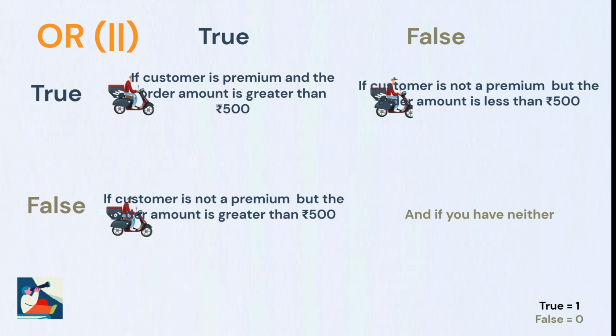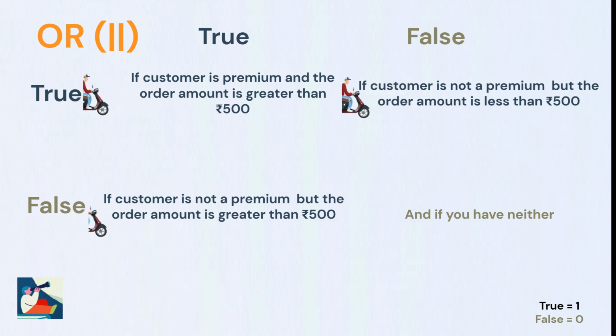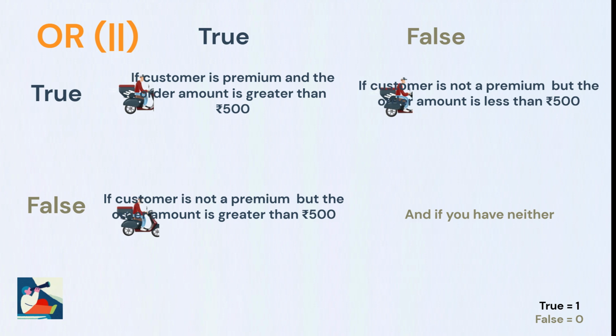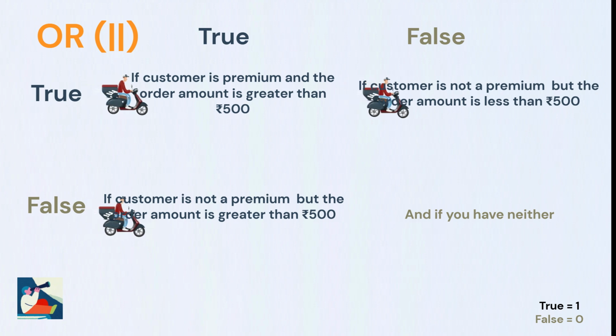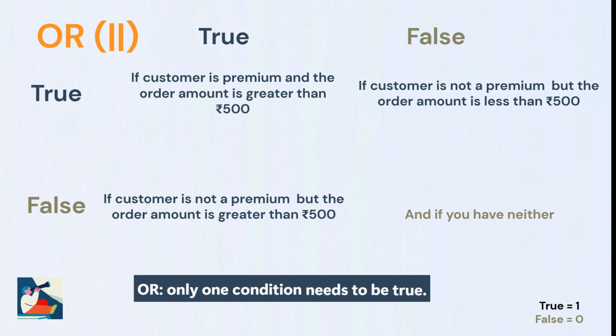So basically, if you are a premium member, you get free delivery. If your order is above 500 Indian rupees, you also get free delivery. And if both conditions are true, you still get free delivery. The only time you don't get free delivery is when both conditions are false. So remember, with OR only one condition needs to be true.